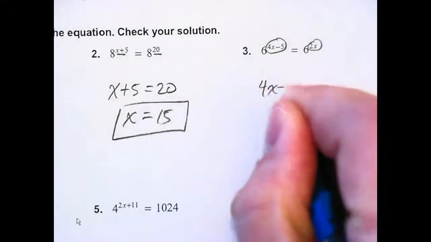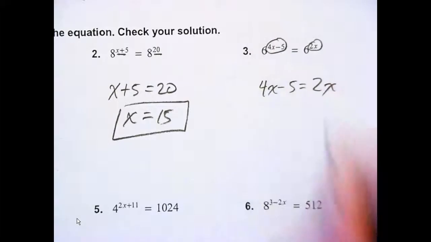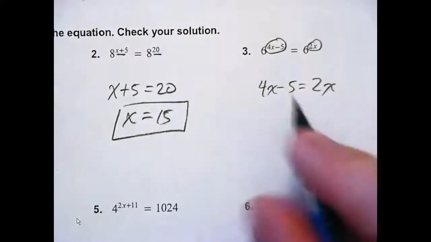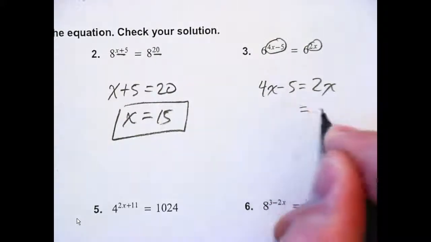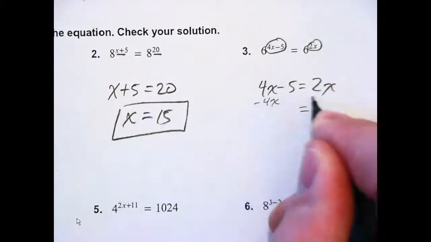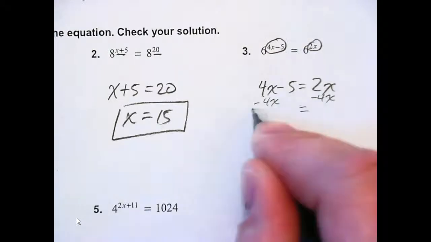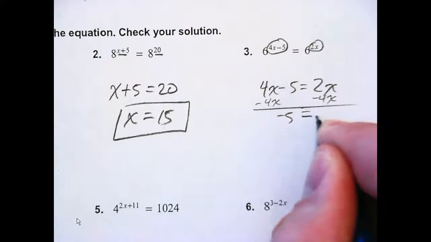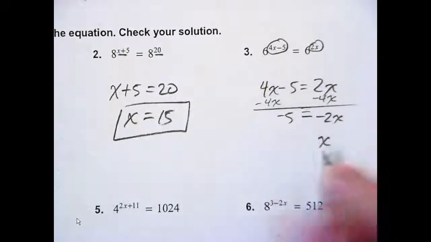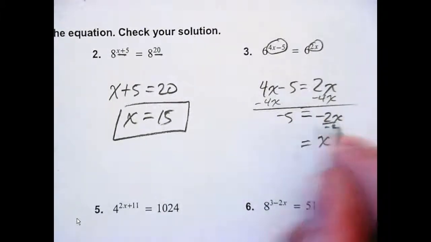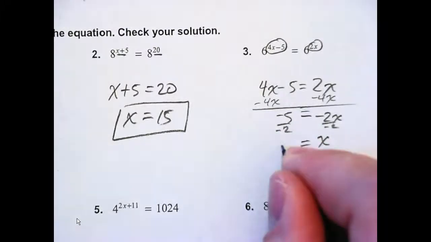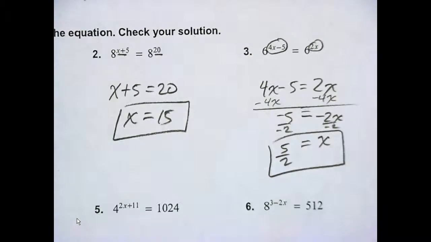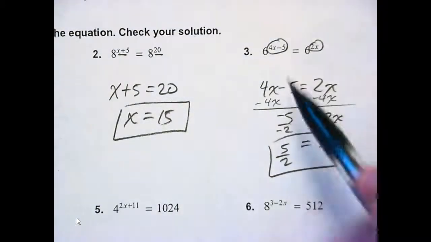4x minus 5 must equal 2x. Okay? You have to be able to solve that. Collect all your x's on one side, so if I move these 4 x's over, I've got to subtract them over, I end up with negative 5 equals negative 2x, so x is, divide by negative 2, x is 5 halves. Okay? Set the powers equal.